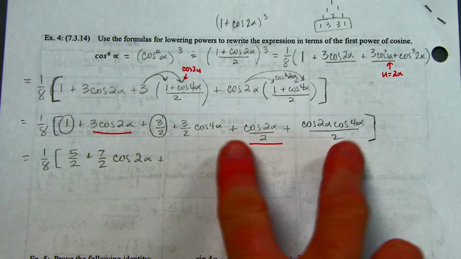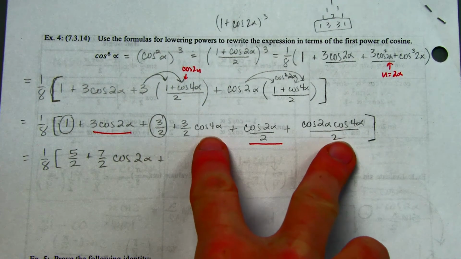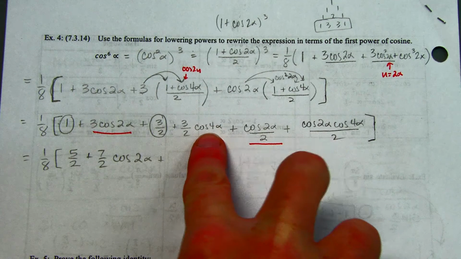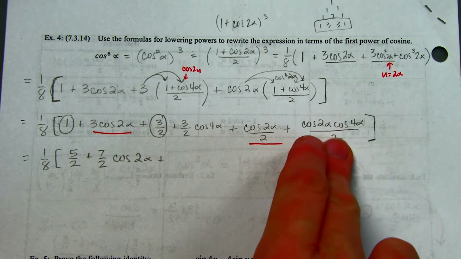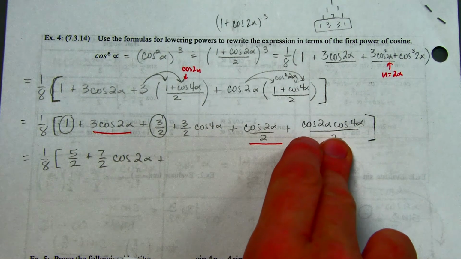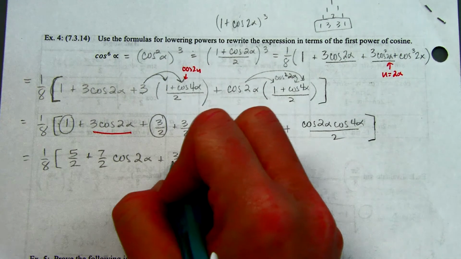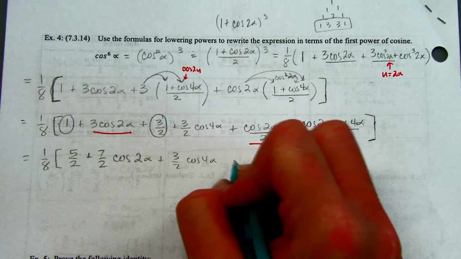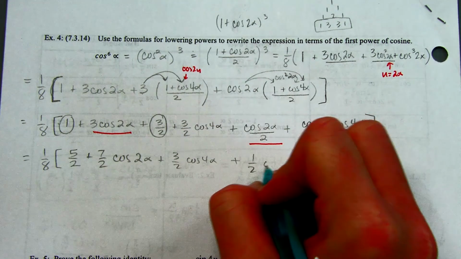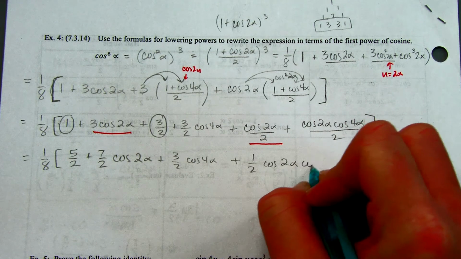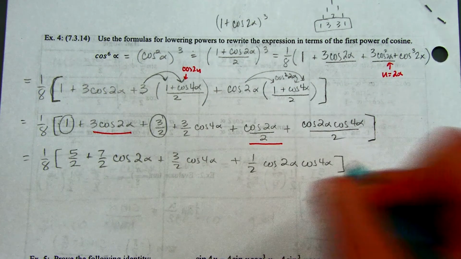And I cannot combine these together. This is like saying 3/2 x, and this is like saying 1/2 xy. Can't add them together. So this is 3/2 cosine 4 alpha plus 1/2 cosine 2 alpha cosine 4 alpha.